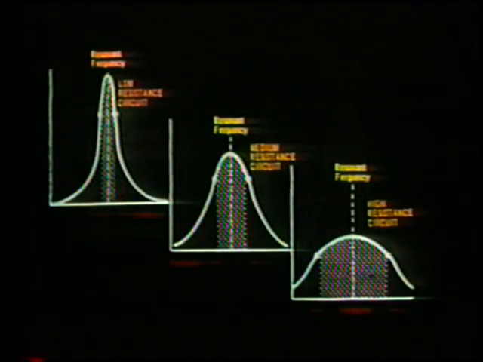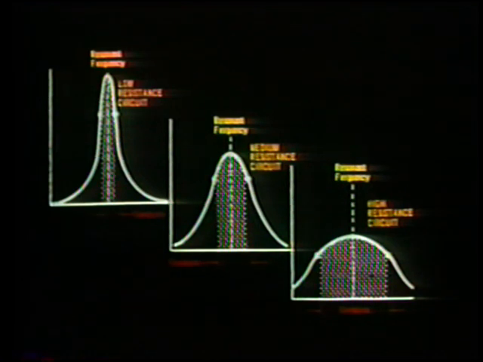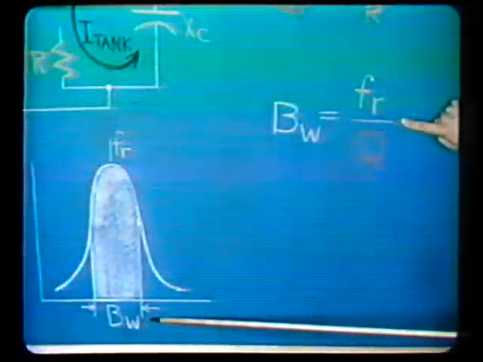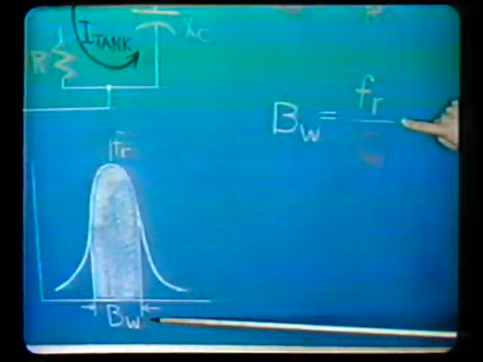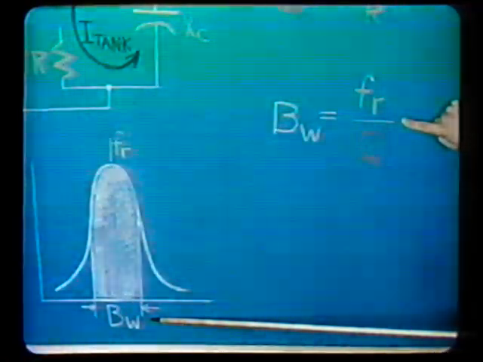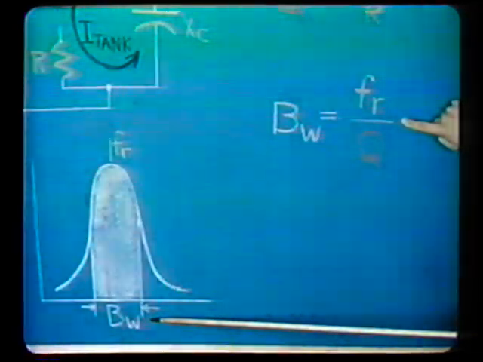The resistance in a parallel resonance circuit affects the shape of the impedance frequency curve and the width of the band pass. The greater the circuit resistance, the wider the band pass. If the Q of a circuit is known, then the bandwidth can be calculated. Bandwidth equals resonant frequency, FR, divided by Q. Circuits with a high Q can better discriminate between resonant and non-resonant frequencies than low Q circuits.